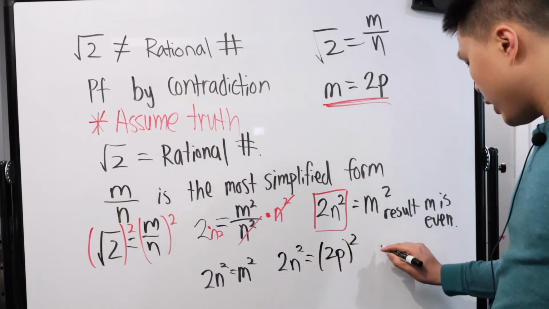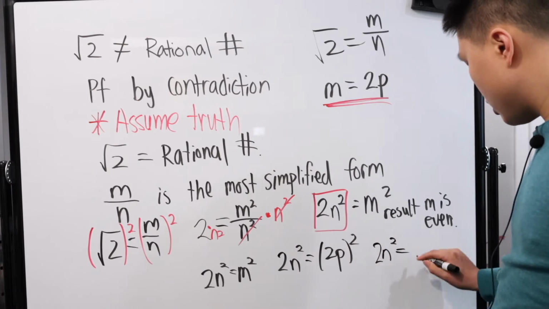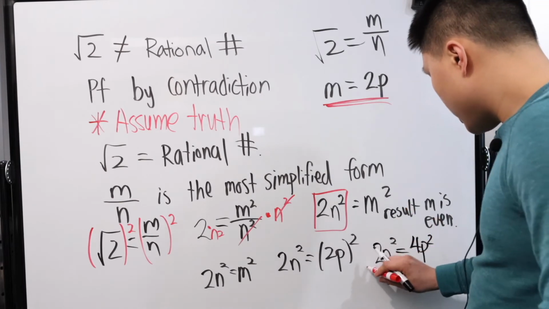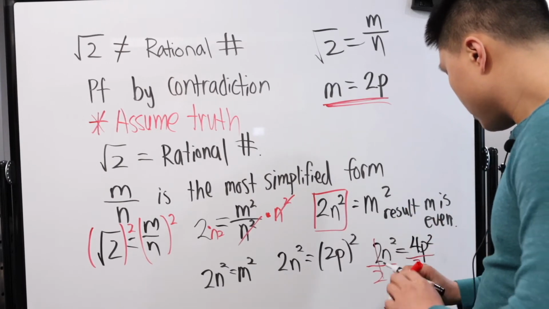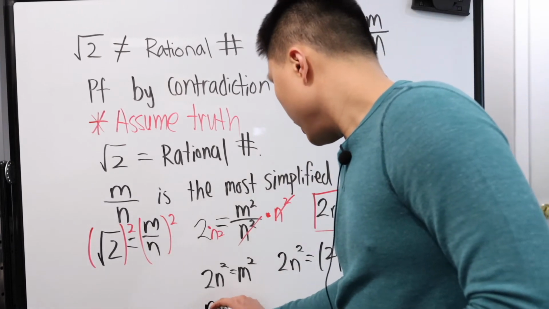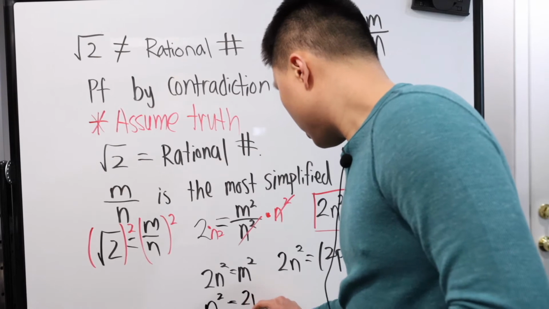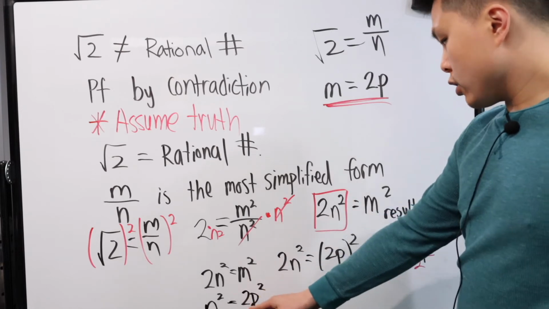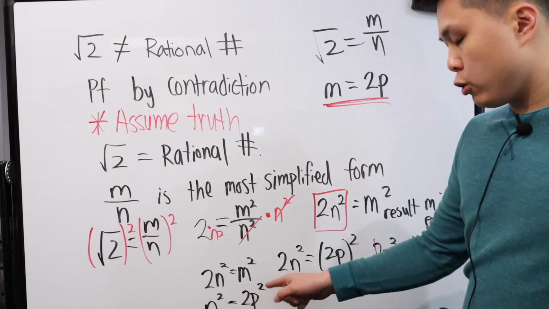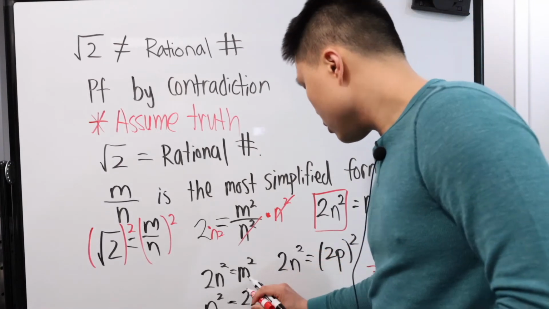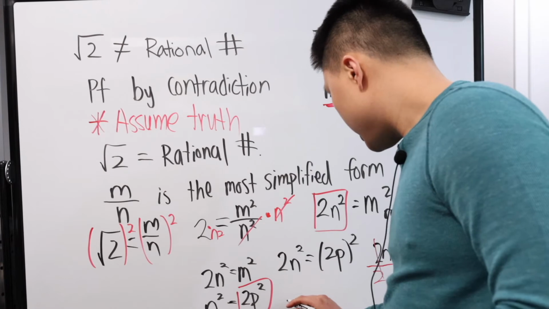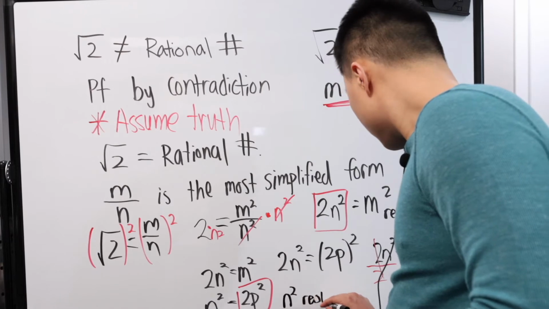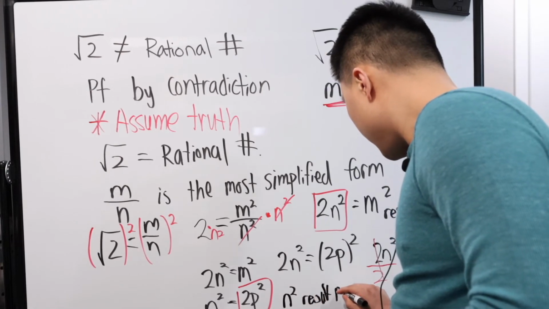Okay, well, in that case, we have 2n squared equals 4p squared. Divide by 2 on both sides, and then you have n squared equals 2p squared. So notice this. This reasoning is going to be the same as this. Because n squared equals 2p squared, that means n squared is even, and that means the result is that n is even as well.